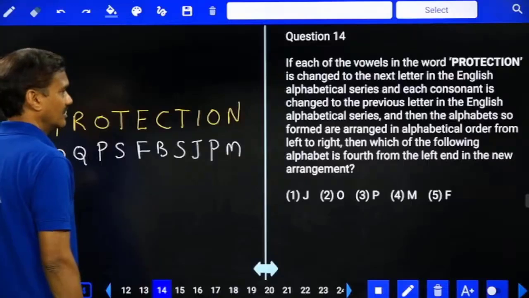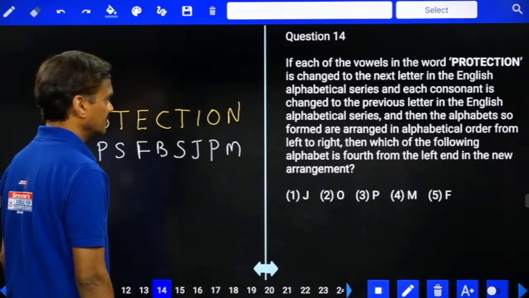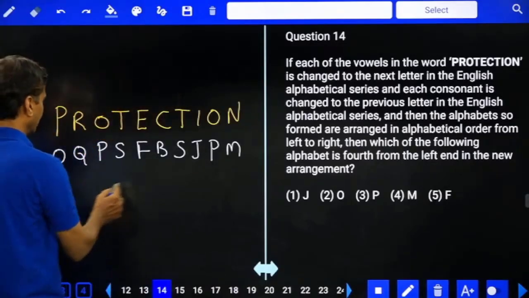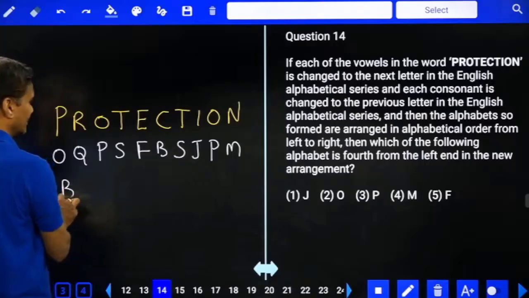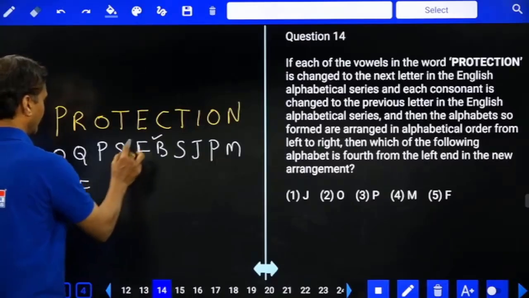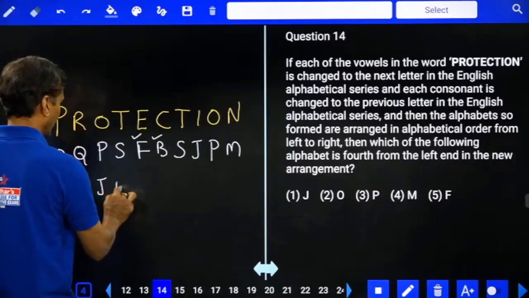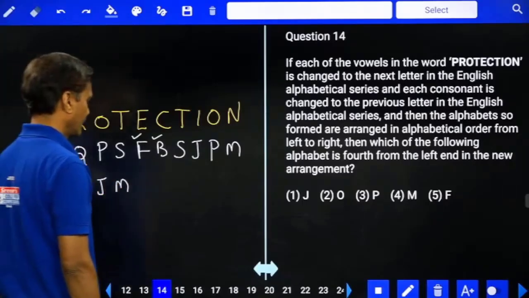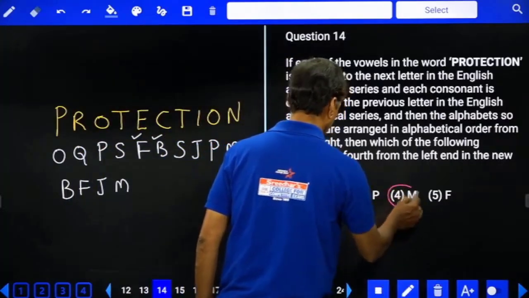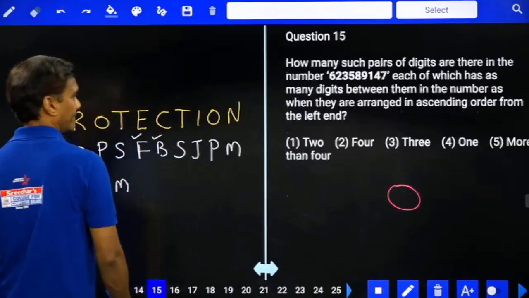And then all the alphabets so formed are arranged in alphabetical order from left to right. Then which of the following is fourth from the left end of the arrangement? Now all these letters are arranged in alphabetical order. We need to find the fourth letter from the left-hand side. B, then the next one, F, then J. And after J, what is the next one? M. M is given in choice 4. Question number 14, it is choice 4.